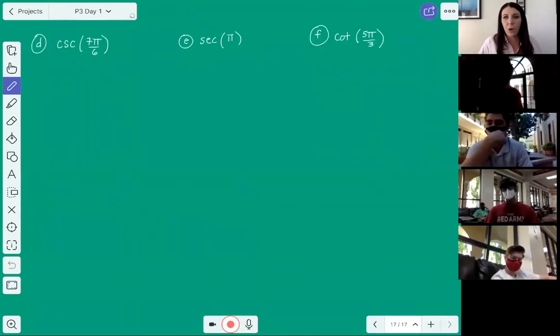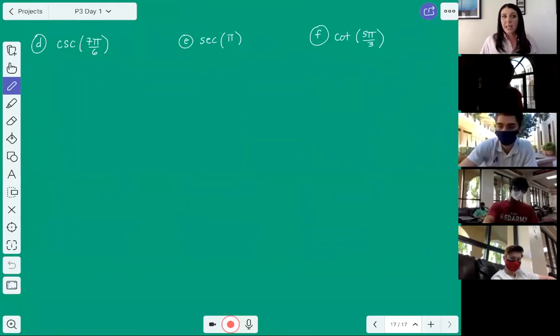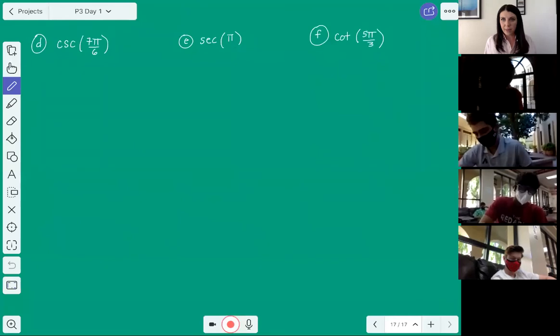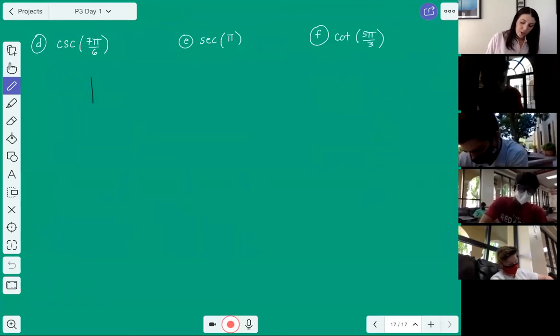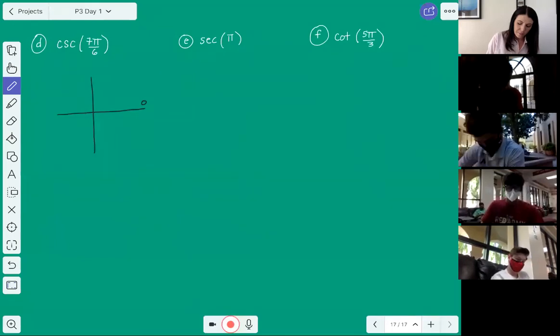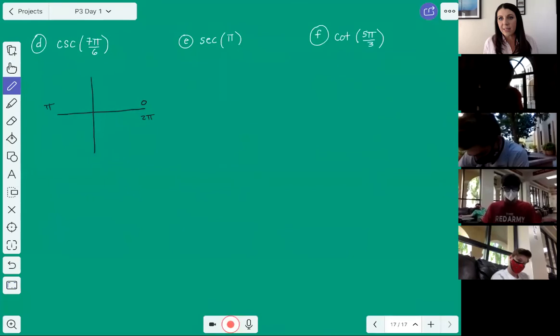Okay, we've got a couple more problems. We're going to do some weirder ones here. So we've got cosecant of 7 pi over 6. I bet I'll get through just one more. This is our last slide anyways. Cosecant of 7 pi over 6, I'm going to start the same way. 0, pi, 2 pi. I've got something over 6, so I'm going to change them: 6 pi over 6, 12 pi over 6.